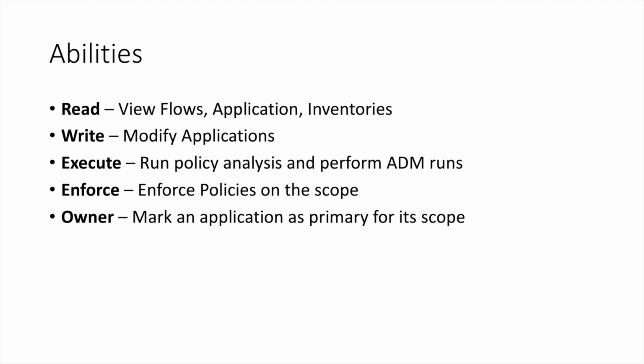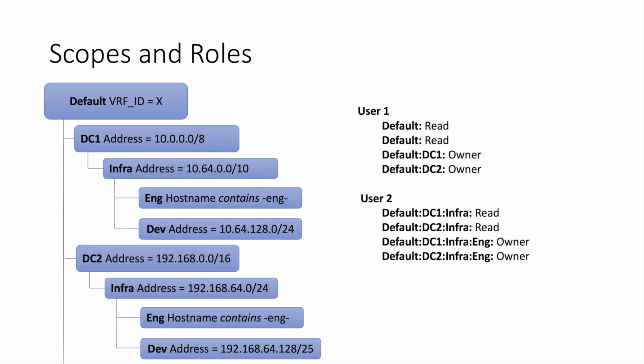All the abilities are inherited. So if you are assigned the enforce role, you have the ability to read, write, execute, and enforce. If we take a look at what we had before, where we have DC1 and now we also have DC2, which are very similar setups, they both have engineering and development platforms inside of them.